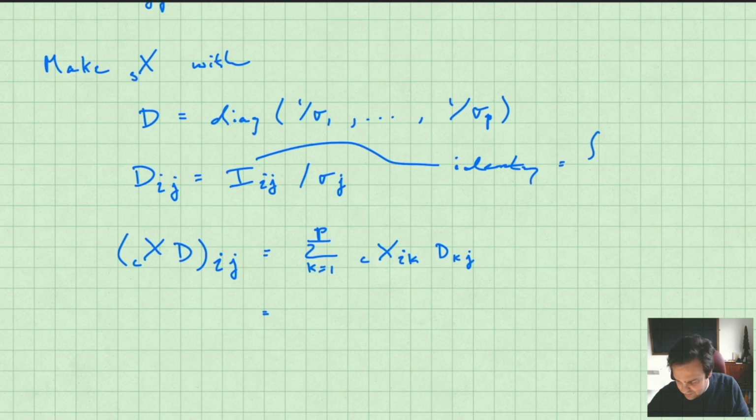What that means is it's either 1 if i is equal to j, and 0 if not. And so when you put that in here, what that causes, I'll just write it, why not? Sum over k equals 1 to p.